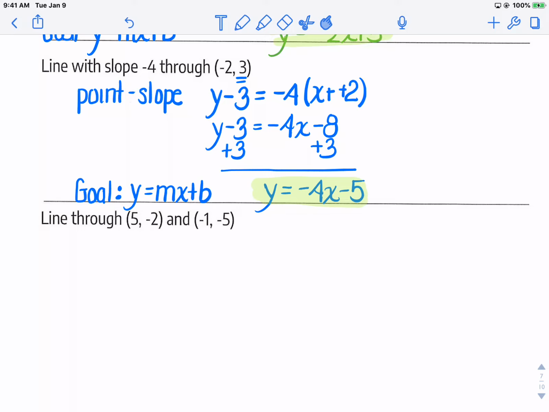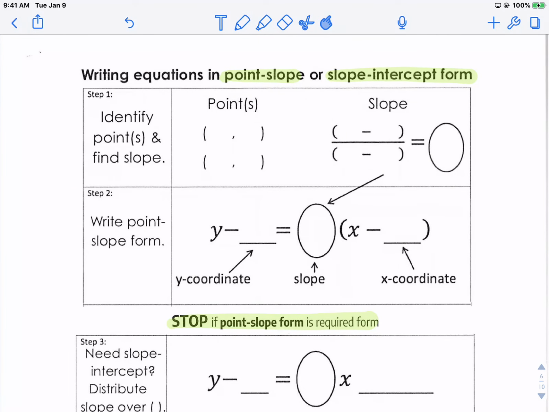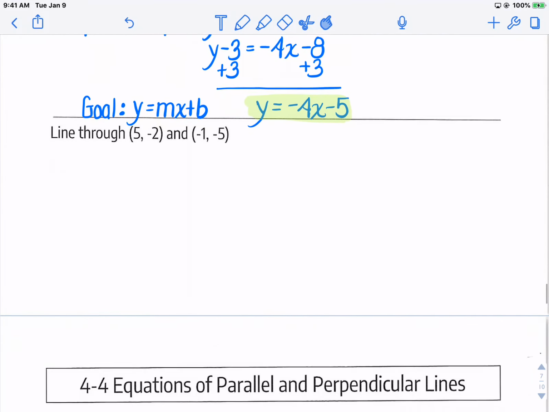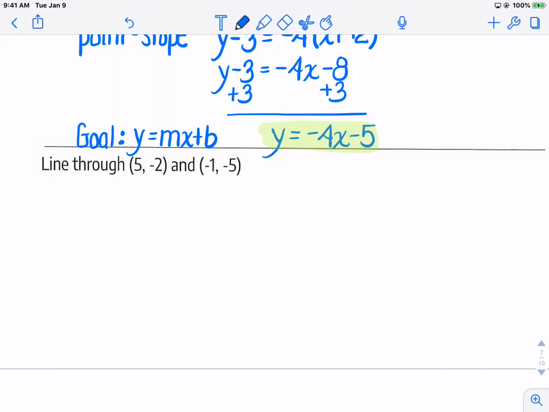And finally, your final challenge, and this one is on the flow chart. Okay, you could start from 2 points. It says if all they give you is 2 points, you may have to identify the points and actually find the slope before we can write point slope form. So that's what's happening here. They like the line through those 2 points.